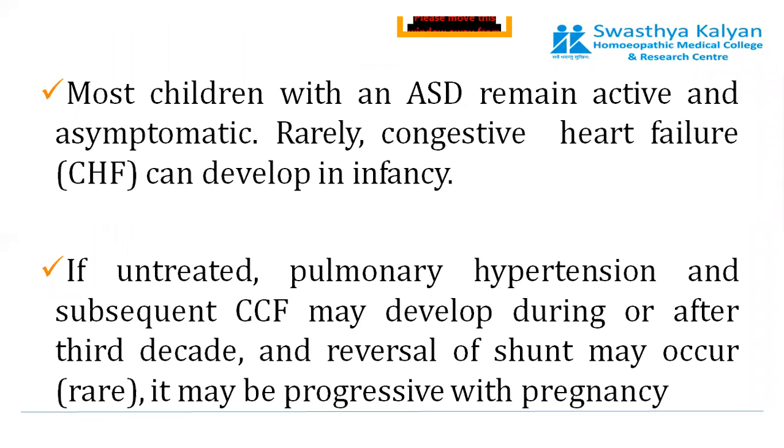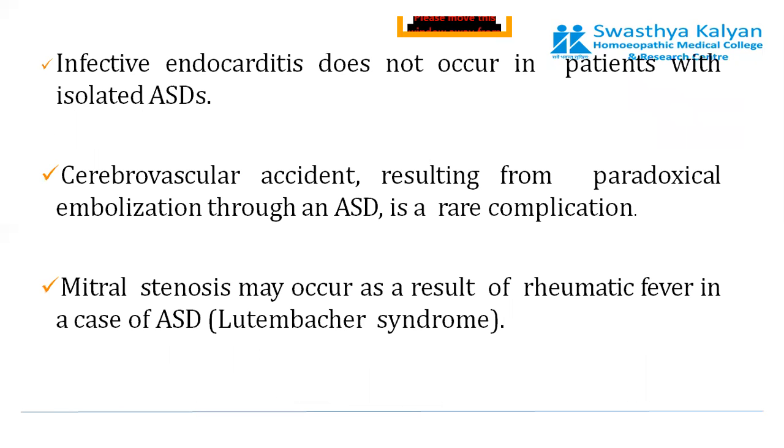Most children with ASD remain active and asymptomatic. Rarely, congestive heart failure can develop in infancy, but it will come later on as the age progresses. If untreated, pulmonary hypertension may develop during or after the third decade, and reversal of shunt may be rare. It may be progressive with pregnancy. So, reversal of shunt, Eisenmenger syndrome may also develop.